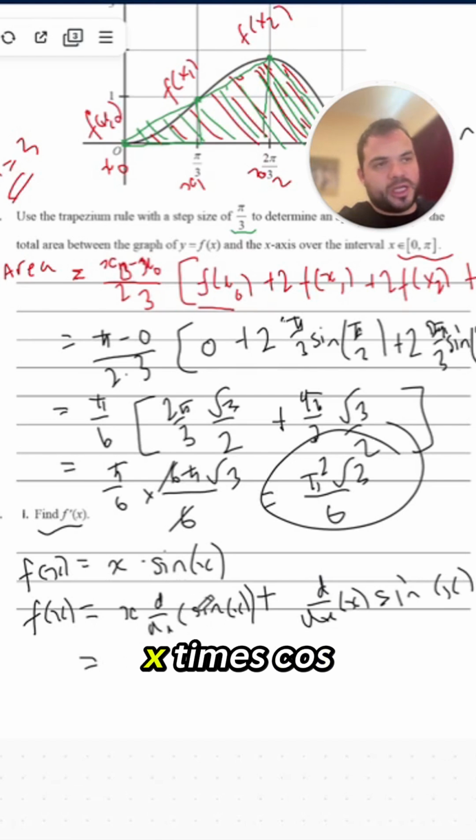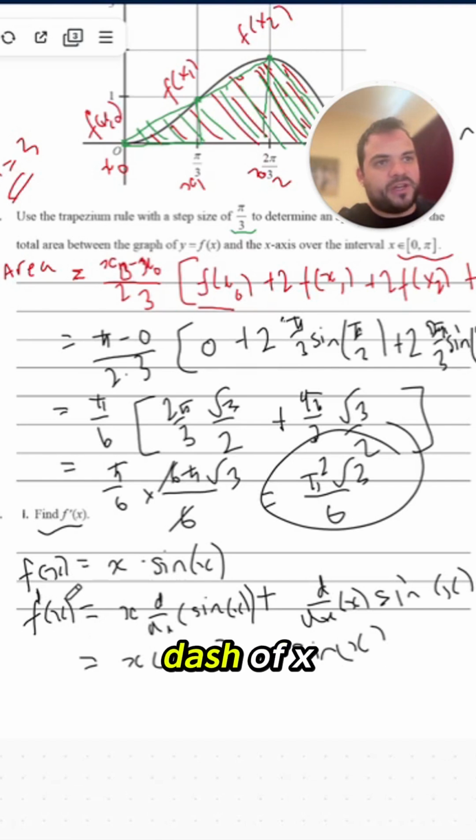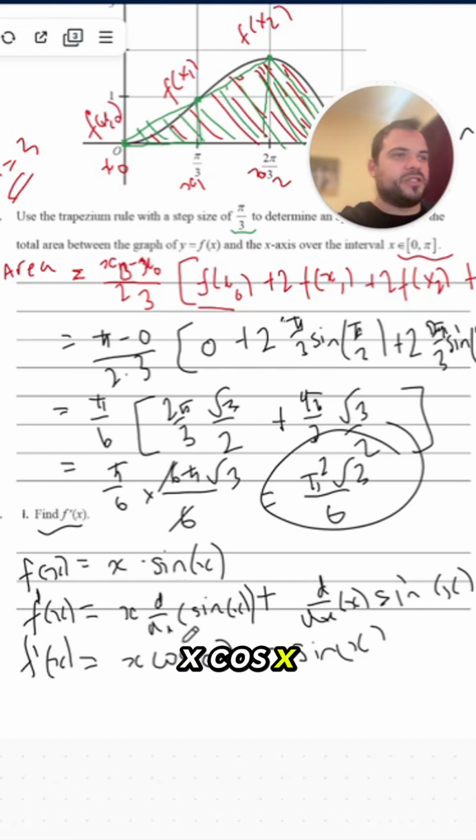So this is x times cos x. Derivative of x is 1. So that plus 1 times sine x is sine x. So f dashed of x, the derivative, is x cos x plus sine x.